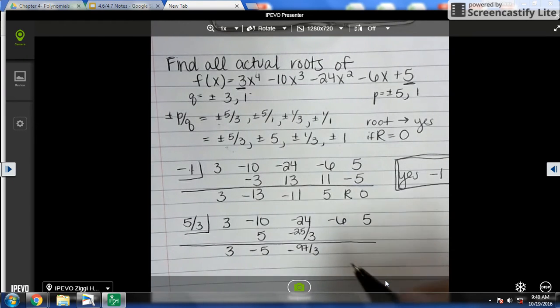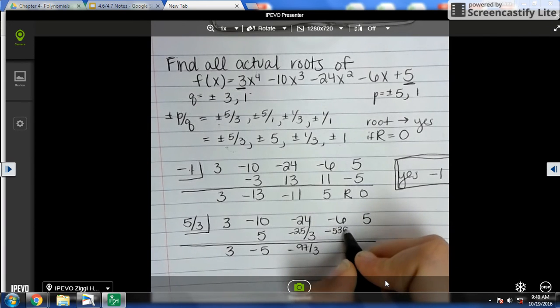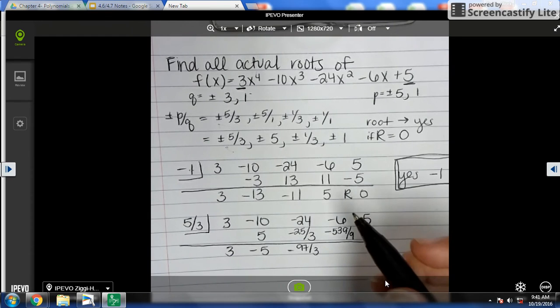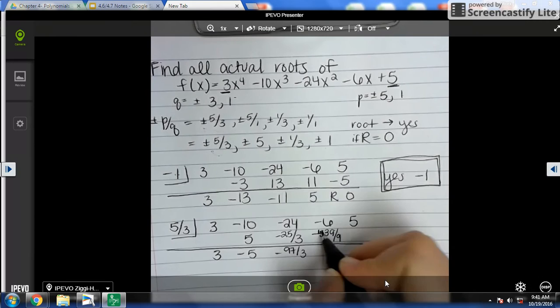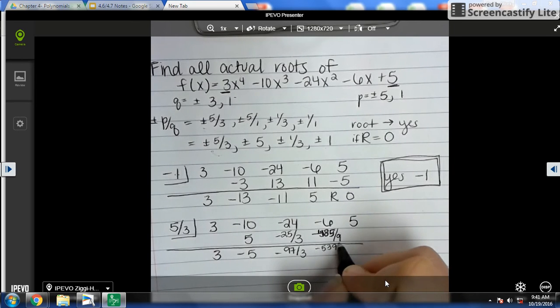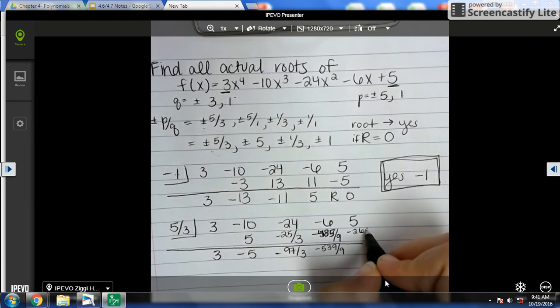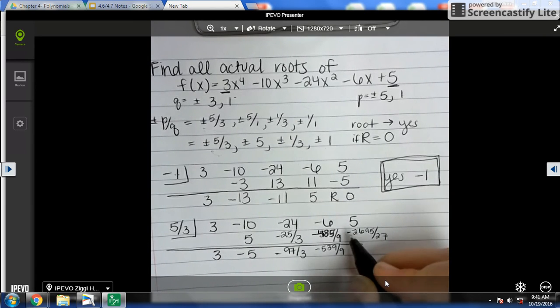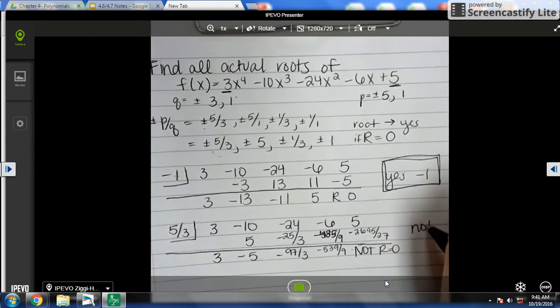Multiply 5/3 times -97/3, which would be -539/9. As you can see, it's starting to get a little messy. Actually, sorry, this is 485/9. You add down and you get -539/9. When you multiply here, you get -2695/27. You add down and you get, obviously, not a remainder of 0. So this would not be a root.